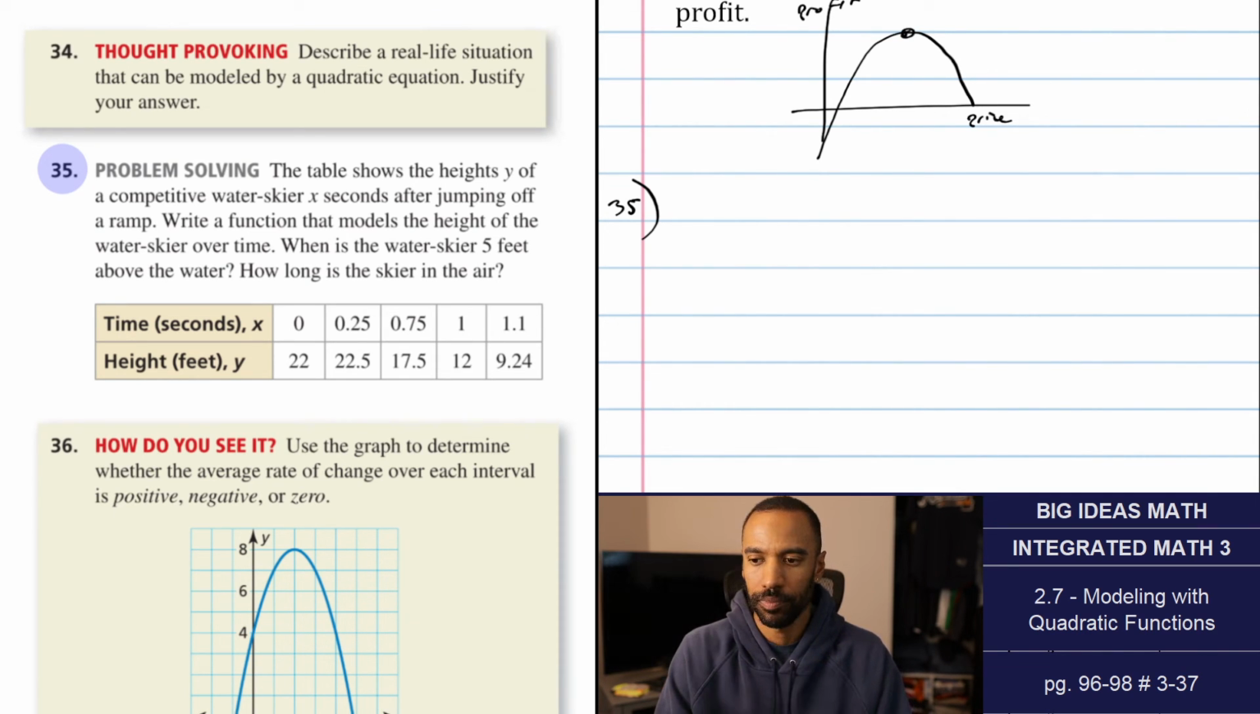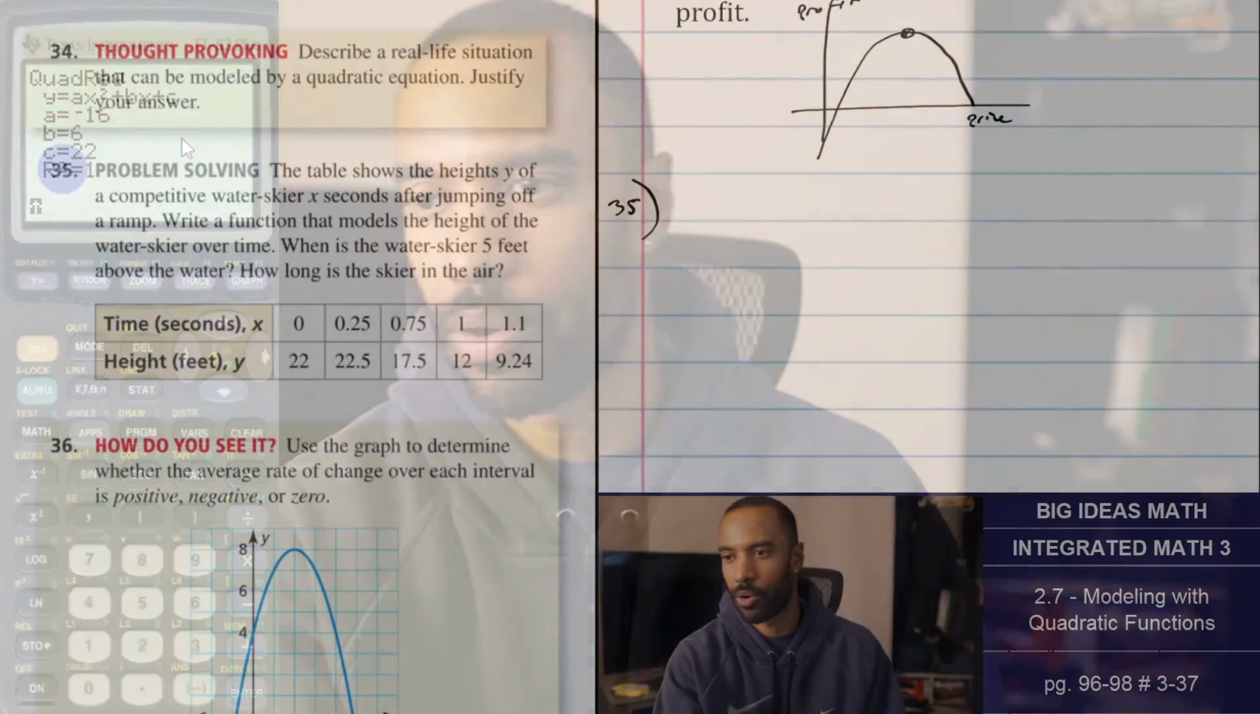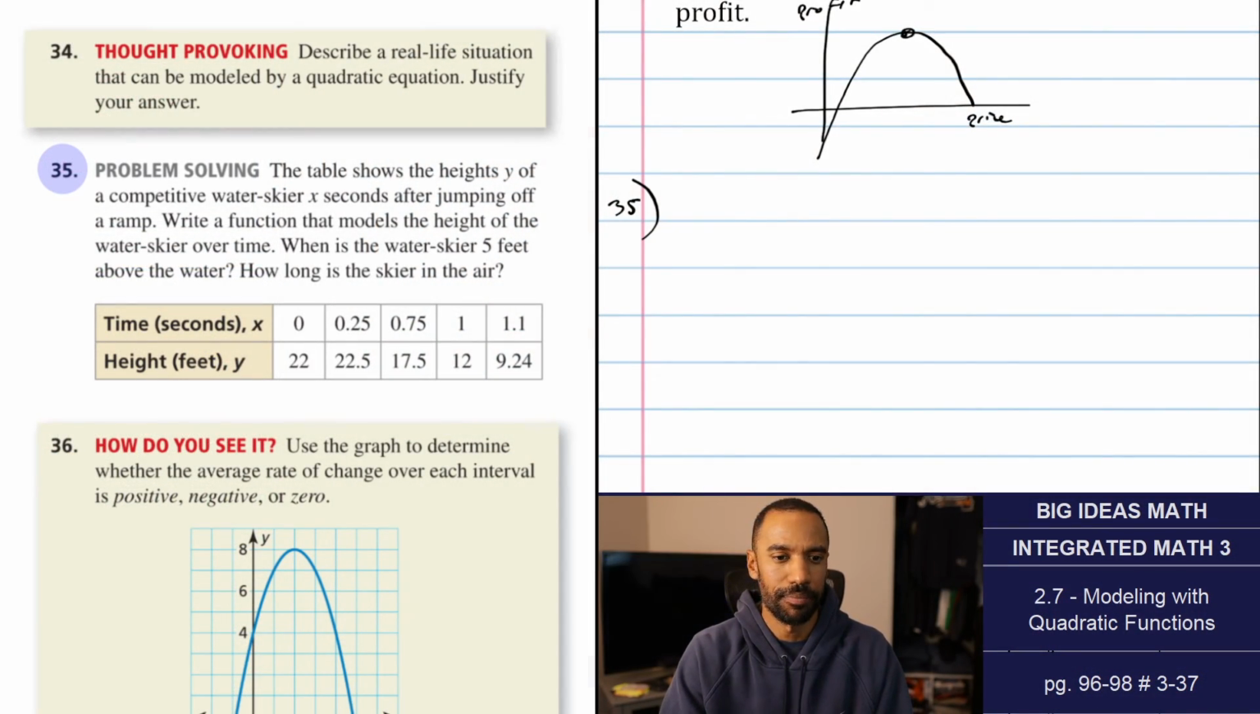Okay, so I went to the calculator, and here's what it reveals when I plot in the points. Exact numbers. So it looks like we're going to have to do this together. But these are the numbers we expect to get: negative 16x squared plus 6x plus 22. So let's go ahead and try that for ourselves freehand. That means this is a quadratic, by the way.